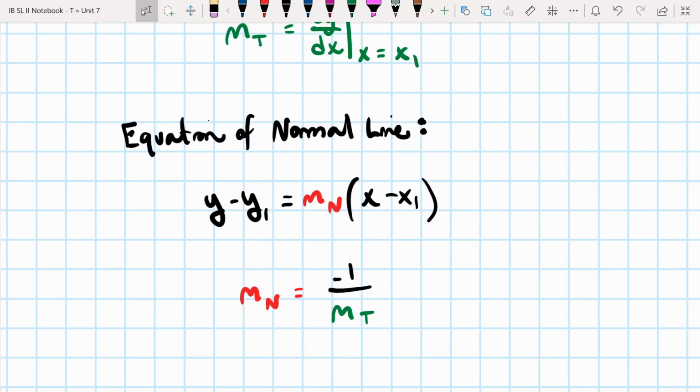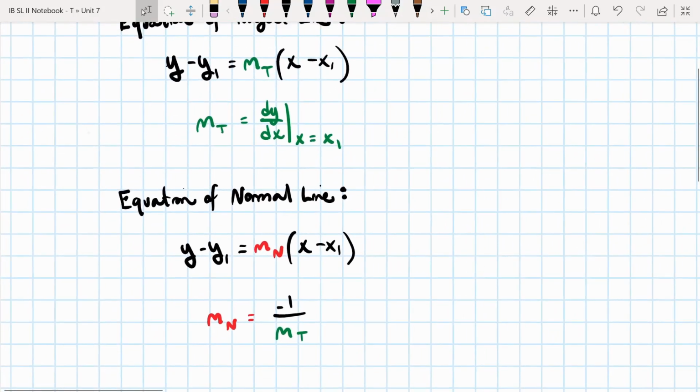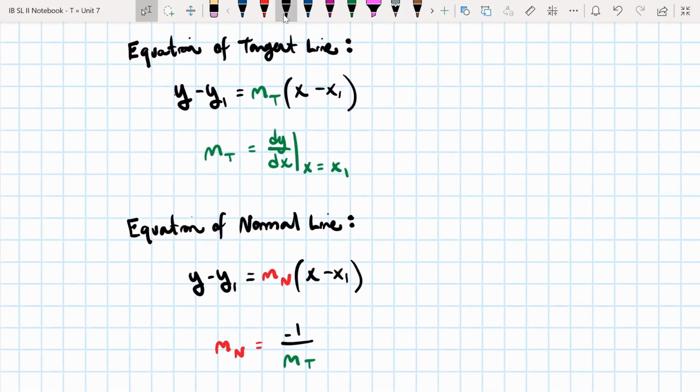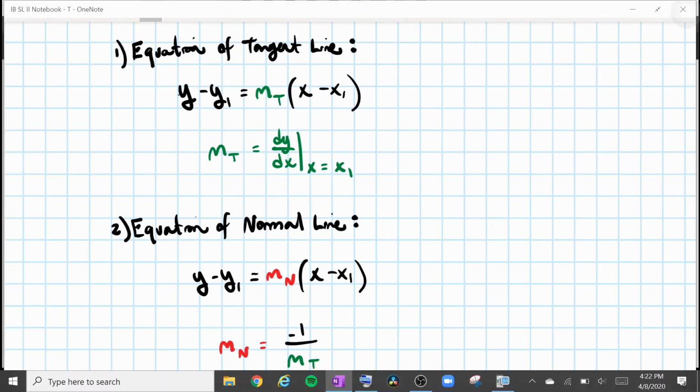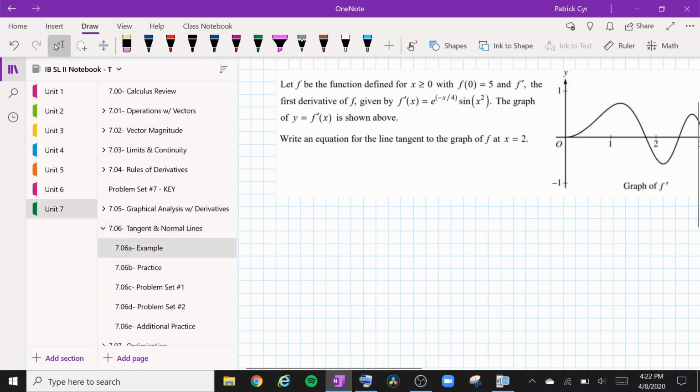Let's go through some practice. Okay, so most of the questions we're going to see today are going to involve finding the equation of the tangent line up here, and then we'll see a question at the end of this video involving the equation of the normal line. So let's start with a kind of a trickier example.